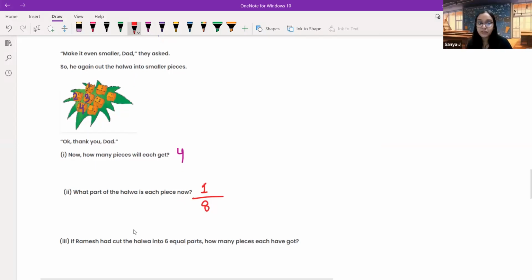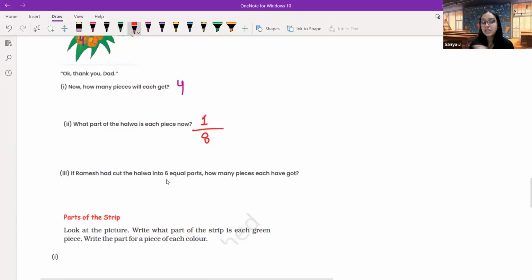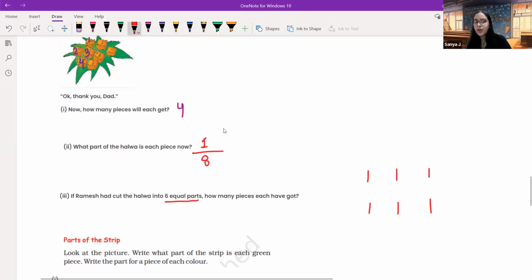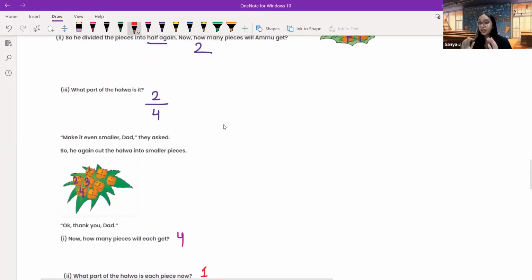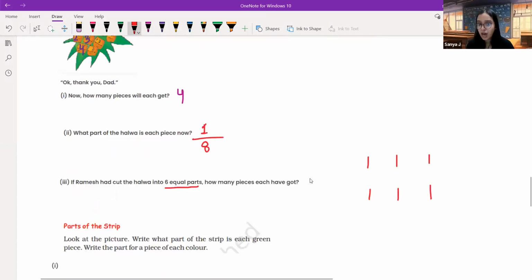Okay, if Ramesh had cut the halwa into 6 equal parts, okay, 1, 2, 3, 4, 5 and 6, how many pieces would each have got? Every time, they are getting half of the total number of pieces. Okay, they will get half of 6 pieces, and that's going to be 3. Half of 6 is 3. So Amu will get 3 pieces and Anu will also get 3 pieces.